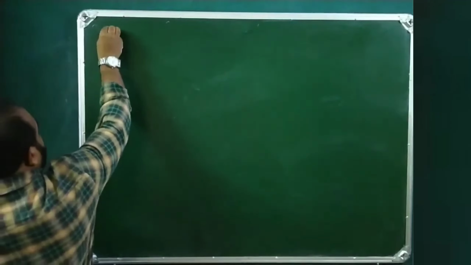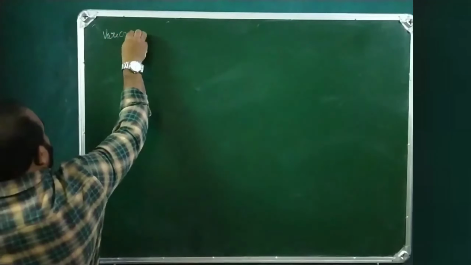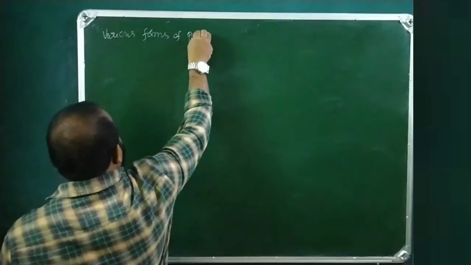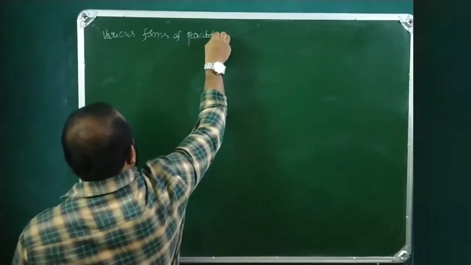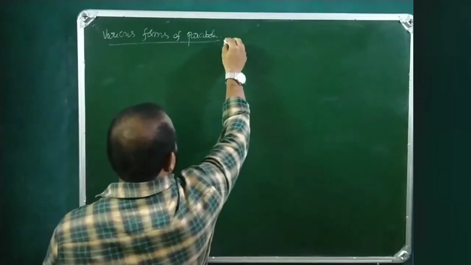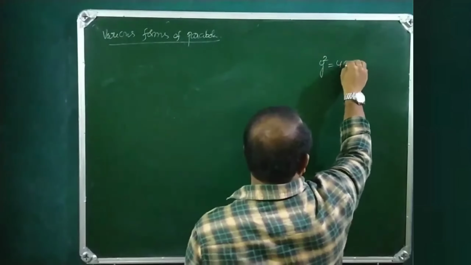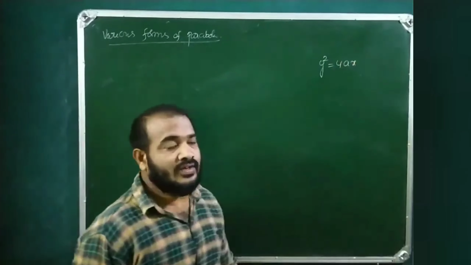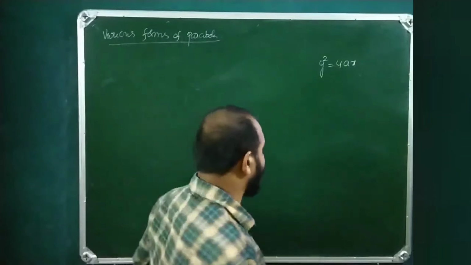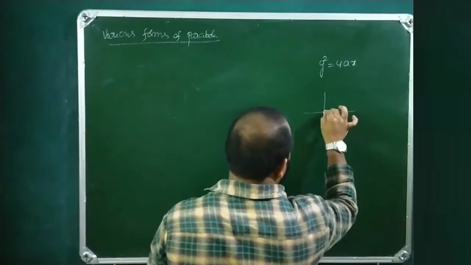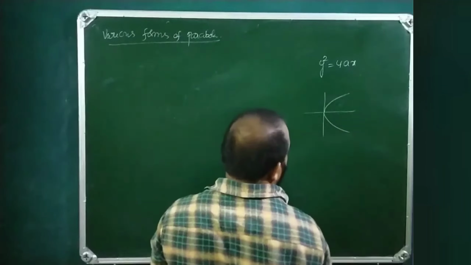Now, let us discuss the various forms of parabola. Last class we discussed y square equals 4ax. This is of this form.